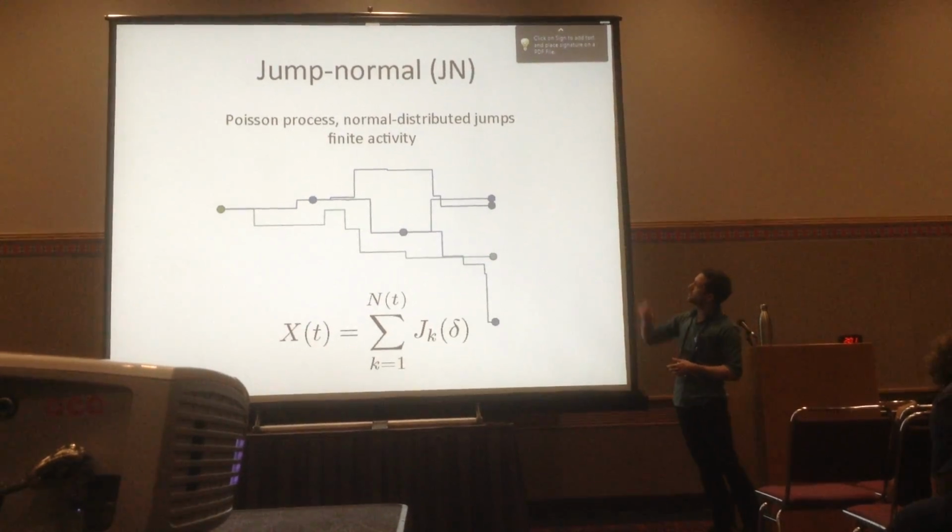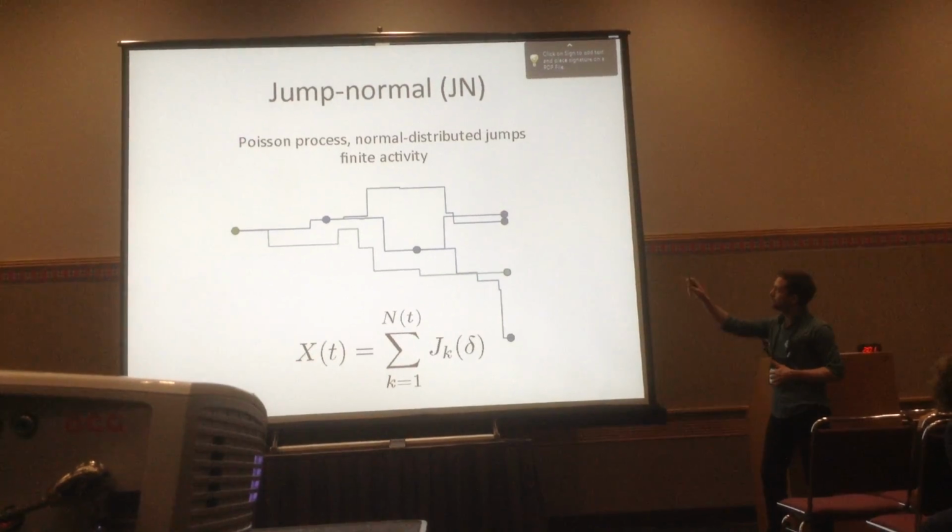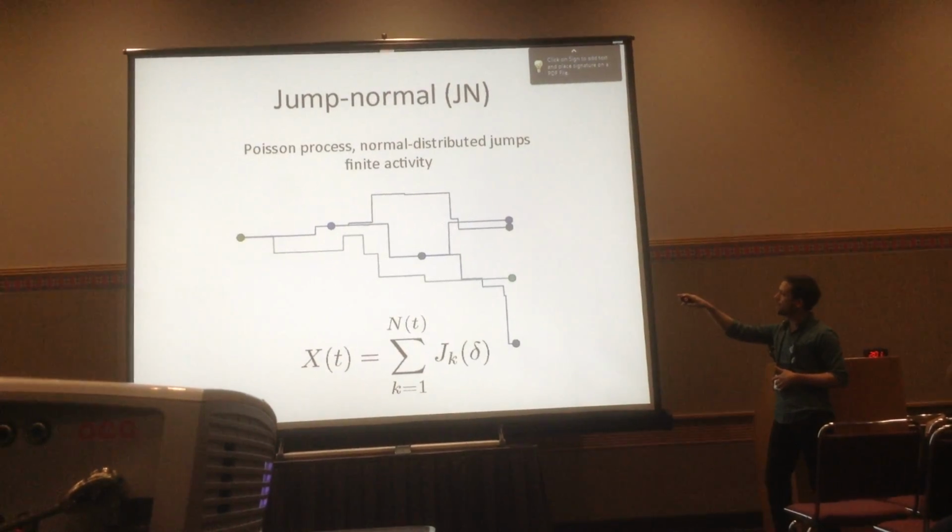Processes look like. This one's called, Josh and I just dubbed it, the jump normal distribution. So it's a compound Poisson process with the values drawn at the jump time.